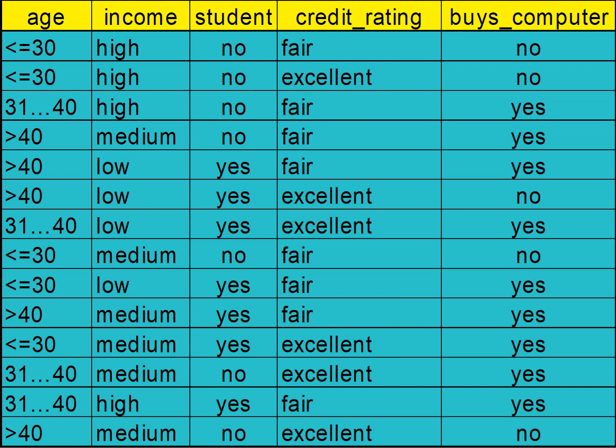So here is another example that you can see, where we have age with different categories over here, income, and whether or not the person is a student. We also have their credit rating. So say we use these 4 attributes and we want to predict whether this person buys a computer or not. Obviously when we do that, we treat buys computer as the label. And if we build a classification model based on this, it is obviously supervised learning.